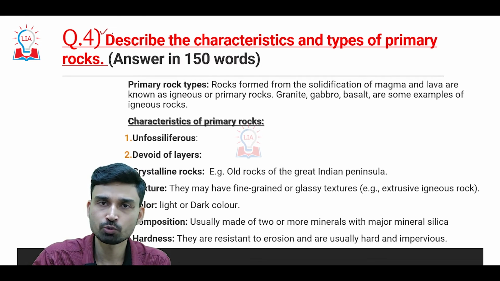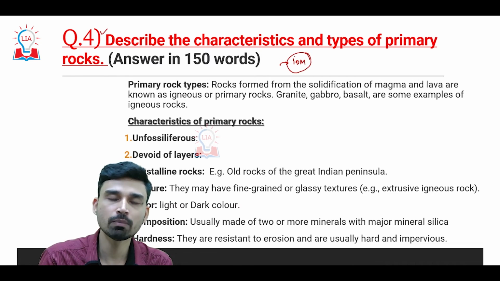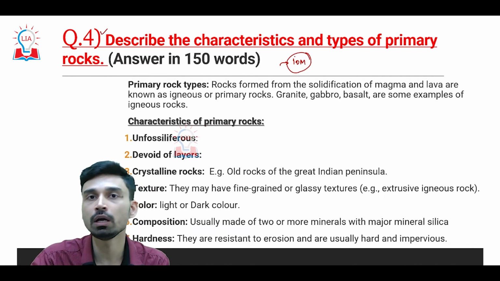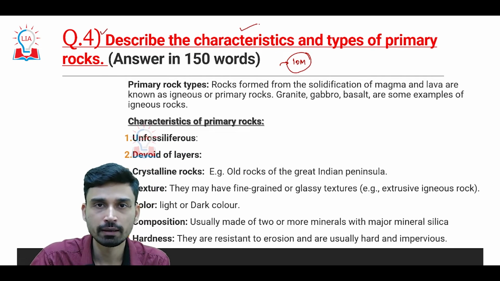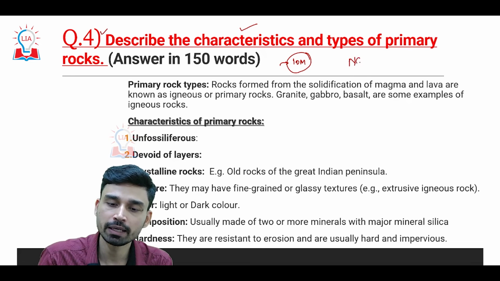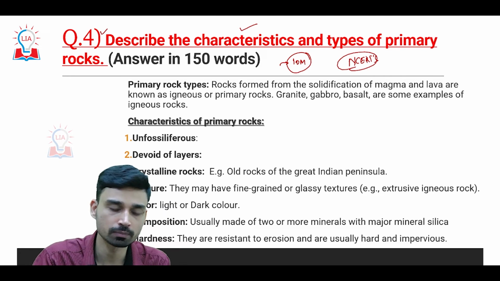So the first question, question number 4, was of 10 marks, and as you know, 10 mark questions are to be answered within a word limit of 150 words. This is a straightforward question that could easily have been solved by studying NCERTs. The question is to describe the characteristics and types of primary rock.